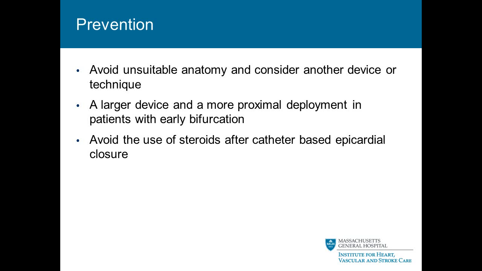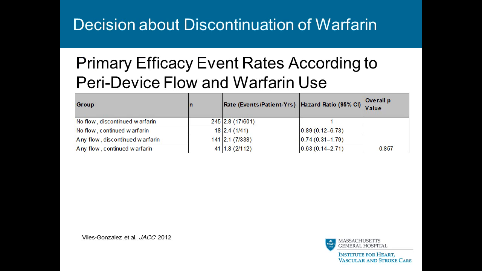Some anatomies may be suited best for a Watchman device, others for a plug, others for an epicardial device. So it's important to customize each patient with the device that suits him or her best. A larger device and a more proximal position for endocardial devices may help in patients with early bifurcation. For epicardial closure devices, we avoid the use of steroids because they prevent the inflammation and they may delay healing or closure of the appendage.